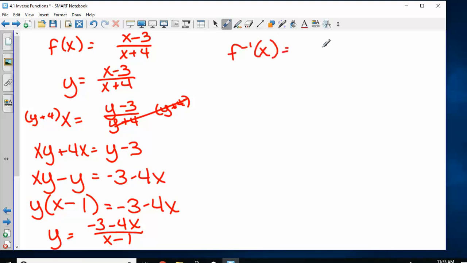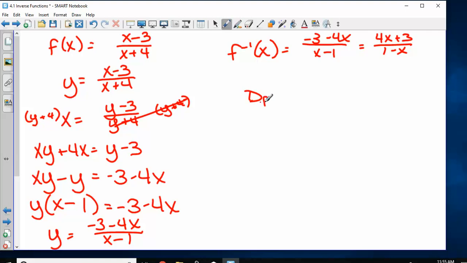Now, yours could look a little different. Just depending on which side you moved everything to, you could have this or 4x plus 3 over 1 minus x. Those are equivalent, so either answer is okay. Negative 4x minus 3, sure. All right.